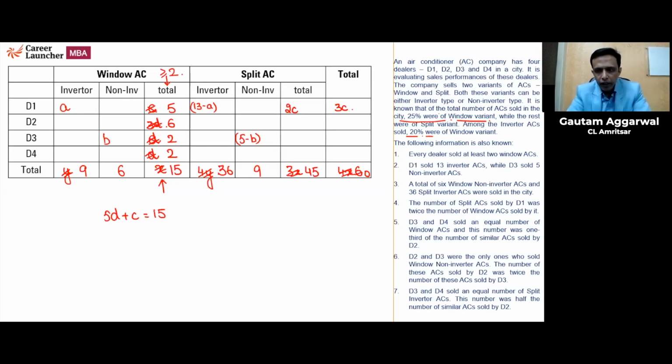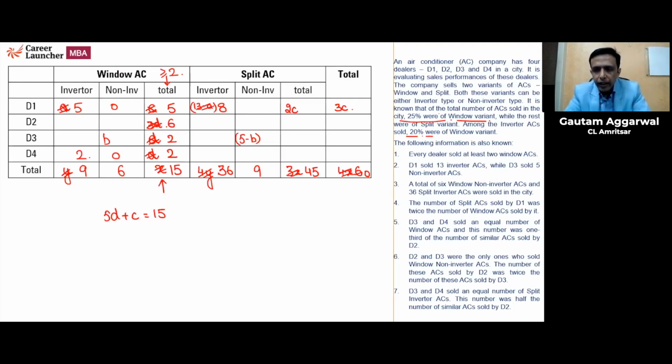Moving forward. D2 and D3 were the only one who sold window non-inverter AC. So window non-inverter AC, D2 or D3 only are selling. So this has to be 0 indeed. If this is 0, we can understand this has to be 5 because the total window AC sold by dealer 1 was 5. If this is 0, window AC, inverter AC sold by D4 has to be 2. Now if this is 5, this is 8. So this has to be 8. 13 minus 5 has to be 8.